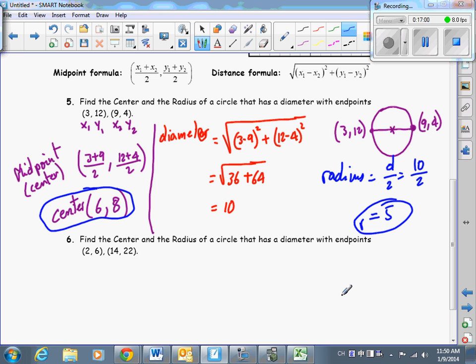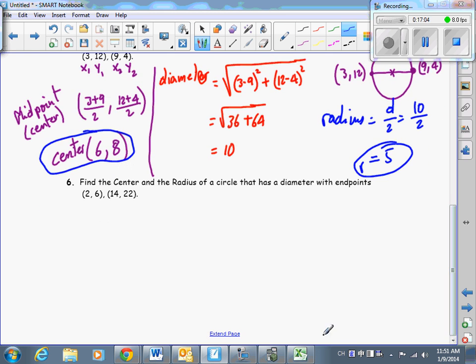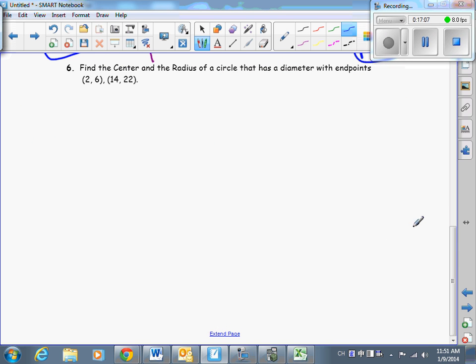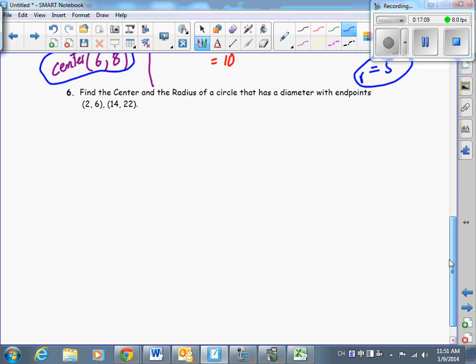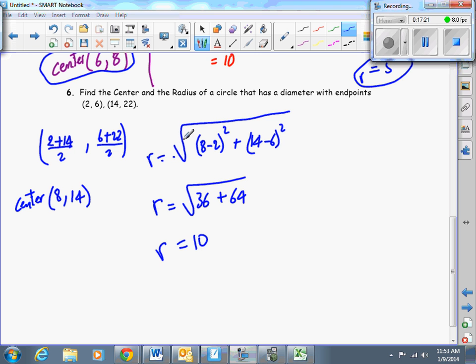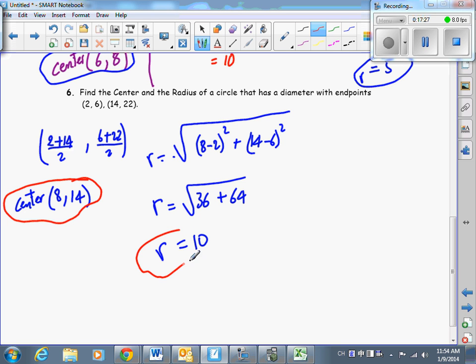Any question? All right, let's go ahead and look at the next one. This time it says, find the center and radius of a circle that has the diameter with endpoints 2, 6 and 14, 12. Shall I let y'all work it? And I'll put the answer in a minute. Now, your answer will be, you will have a center of 8, 14, and the radius will be 10, whichever one is the unit.